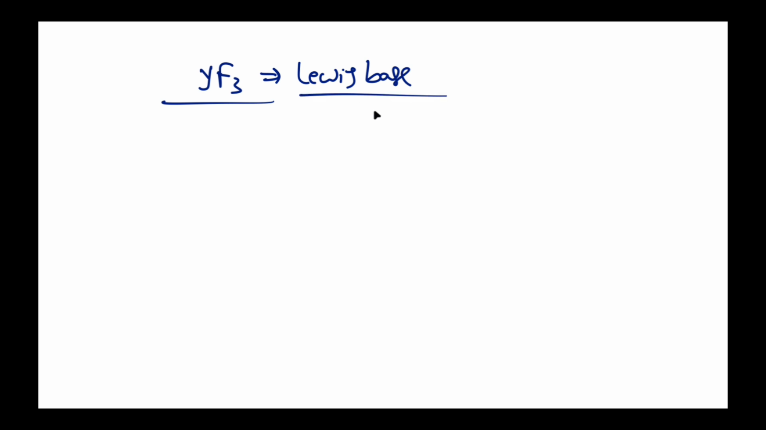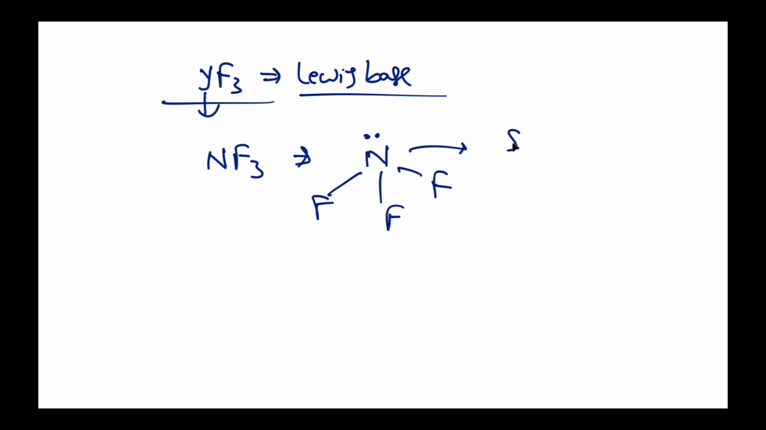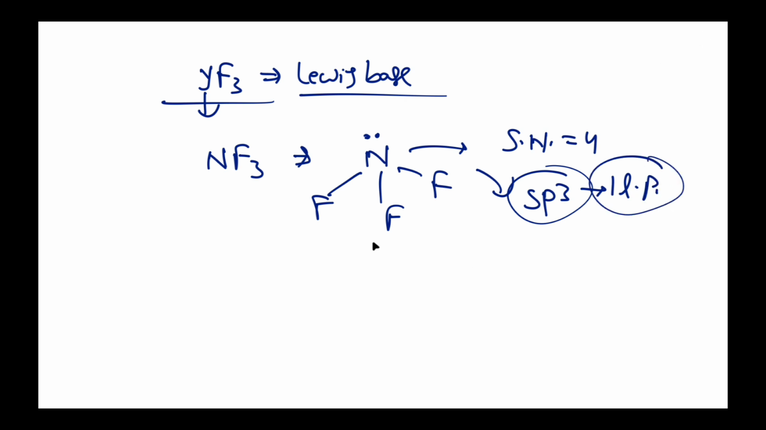But the YF3 molecule is a Lewis base, which means it can donate electrons. That's why Y is nothing but NF3. Here the nitrogen atom has one lone pair and is bonded with 3 fluorine atoms. So 3 bond pairs and 1 lone pair. The steric number is 4, so this belongs to sp3 with 1 lone pair. So it has a trigonal pyramidal shape.